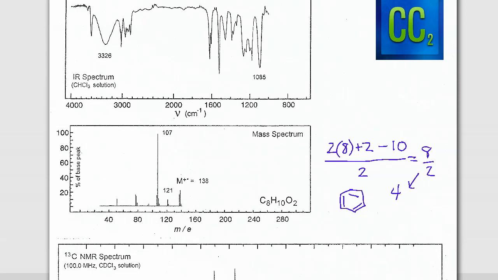After the degrees of unsaturation, we're going to take a look at the mass spec briefly. For the mass spec, we're going to look at the parent peak, which is at 138. That's the M+ peak. Okay.